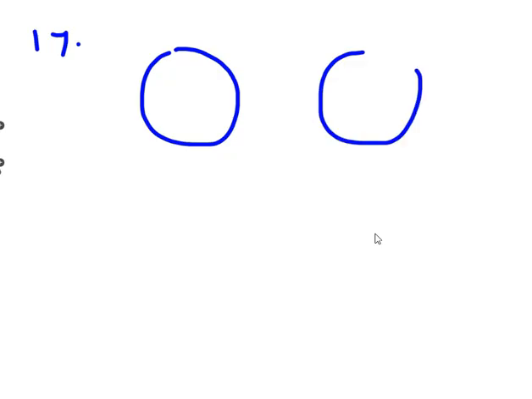Next one. The ratio of the arcs. The ratio of length of the arcs formed by two chords, which make the angle at the center of the circle. So you have two chords. One is making 30 degrees. The other is making 60 degrees.